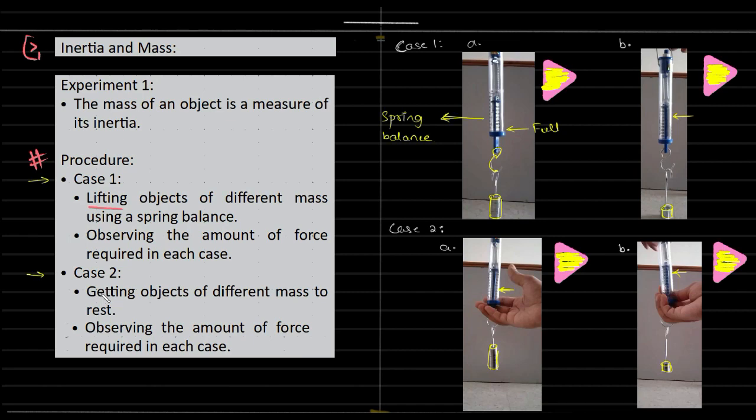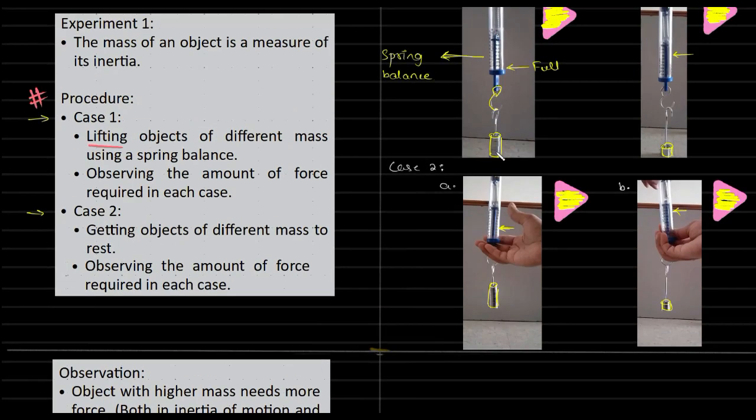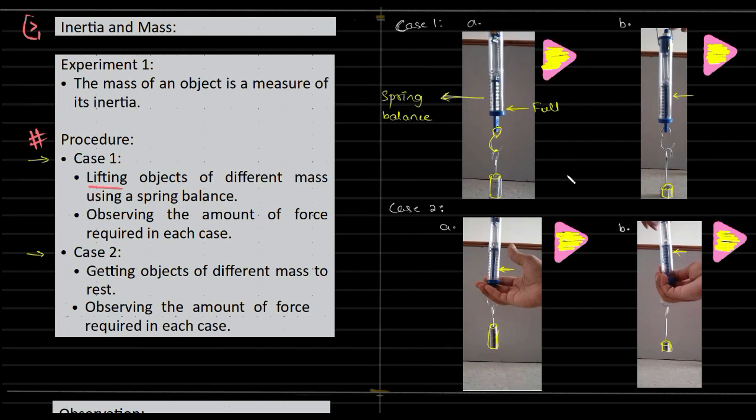So what did we observe? Our observation is this. An object with heavier mass needs more force to make it start moving, if not get it to stop, right? Here we were trying to get it to move. It was just sitting idle. It was at rest. And in case 2, we let go of the mass, meaning it started moving. The spring balance had to stop it. So in the first case, we are looking at rest. In this case, we are looking at motion. In both of these cases, we are looking at inertia of rest and inertia of motion.